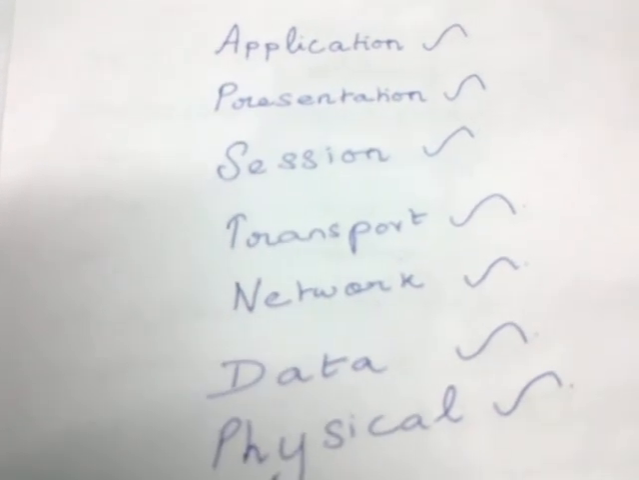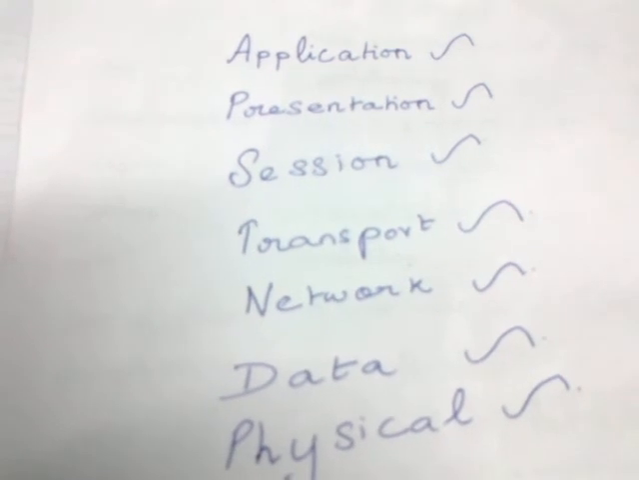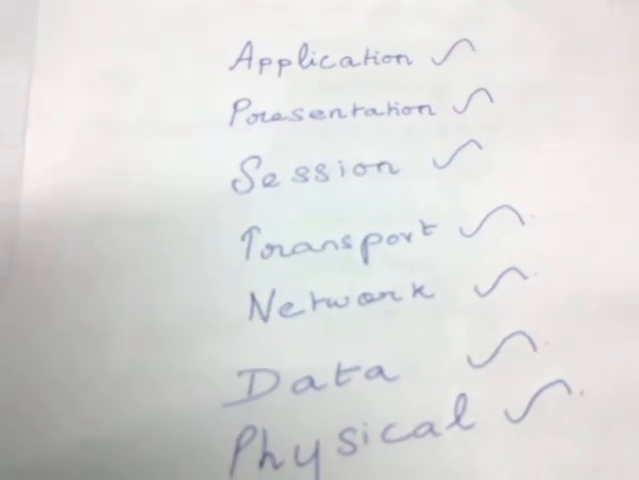As I told, the transport layer works with TCP and UDP, the transmission control protocol and the user datagram protocol. So it's called the heart of the OSI layers.